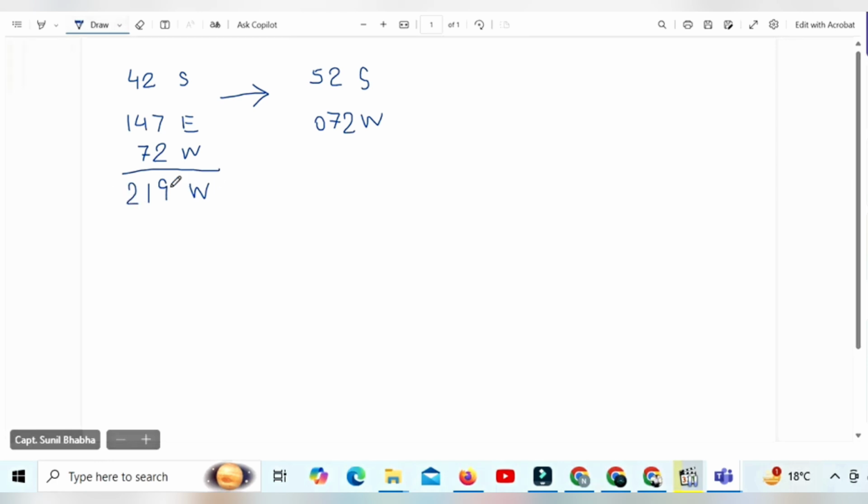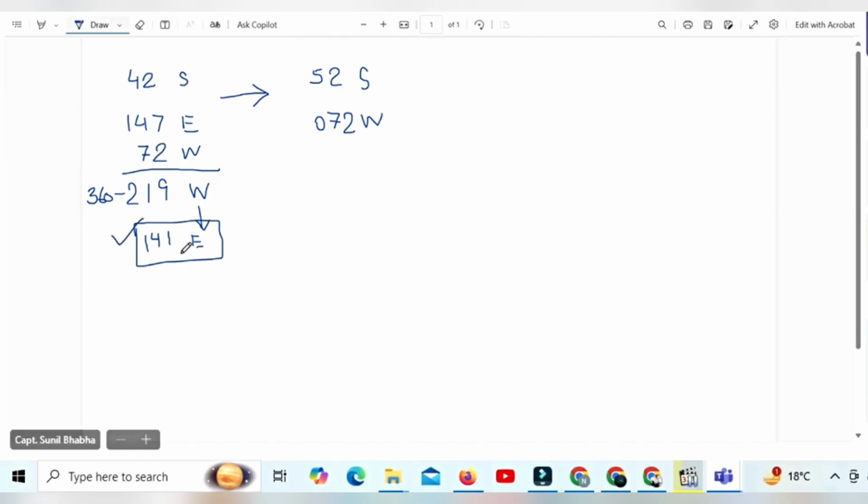Now, this D long is more than 180 degrees. Whenever it is more than 180, you have to subtract it from 360. So when you subtract it from 360, it comes to 141, right? And you also have to change the name, so it goes from west to east. So your D long is 141 degrees east. Up to here is clear, beta?